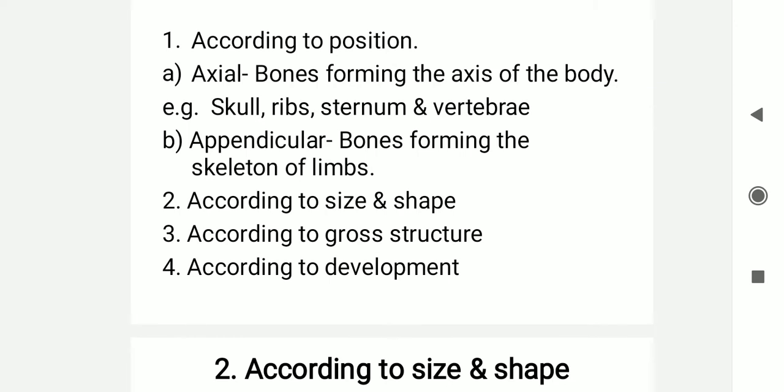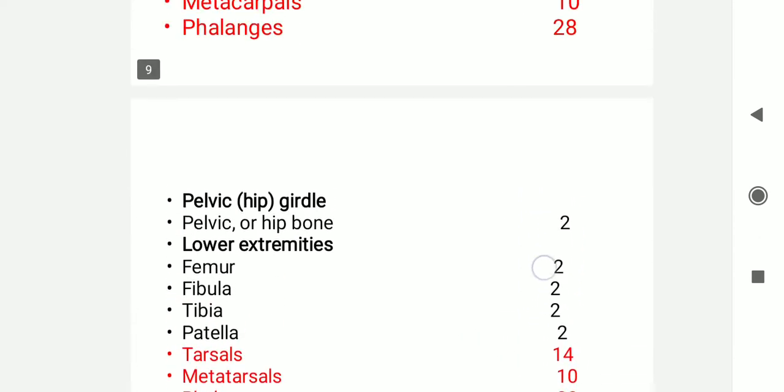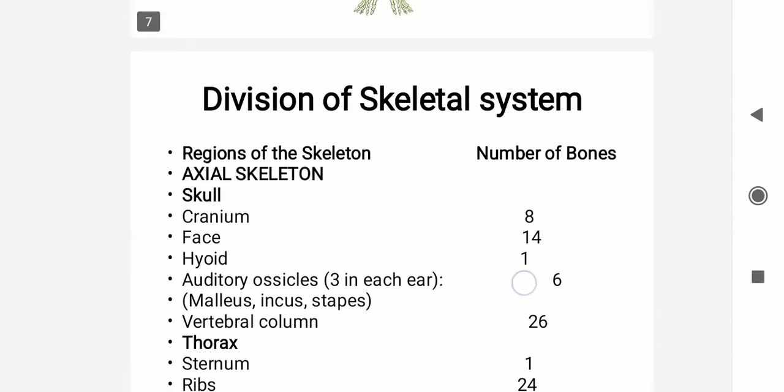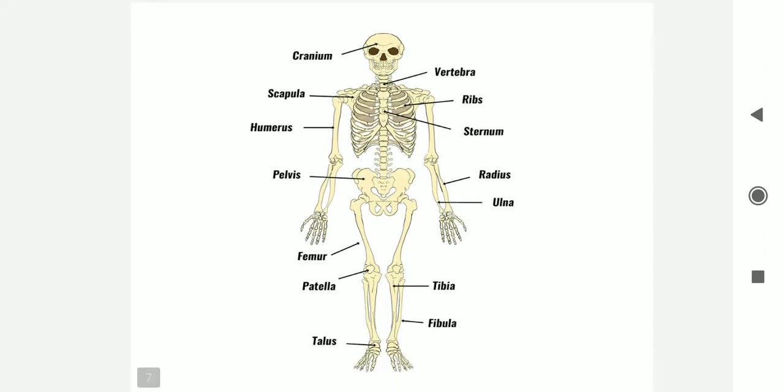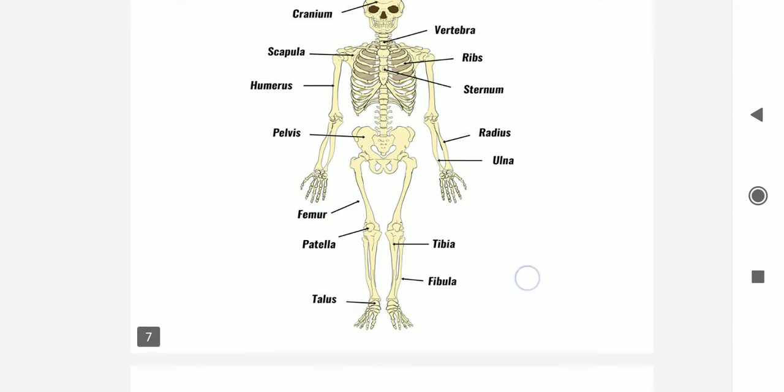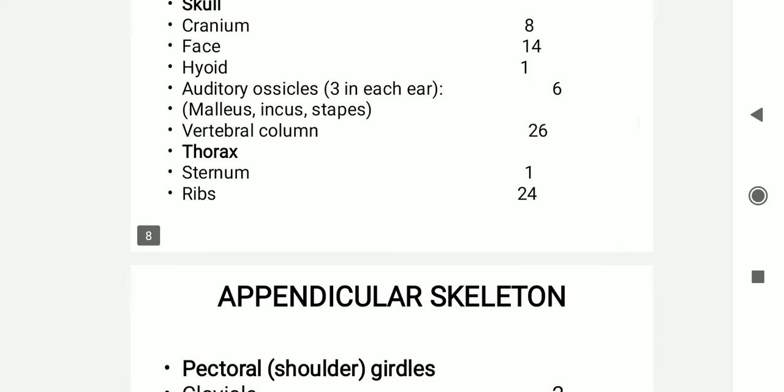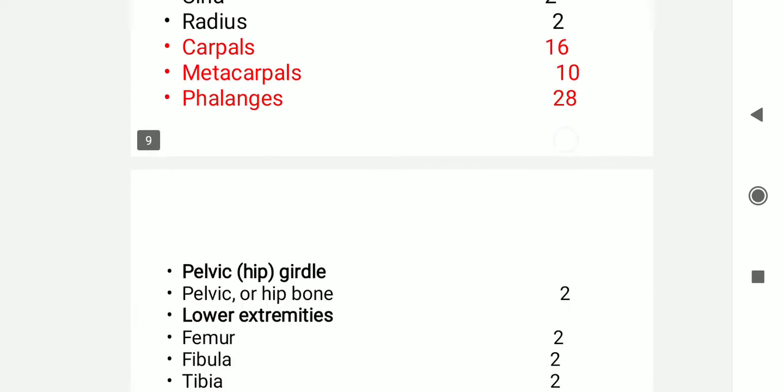So first, according to position, I will discuss on the diagram. According to position, axial: the bones which lie in the central axis of the body are the axial bones, like vertebra, sacrum, etc. Then appendicular: the bones which are attached to the central axis, these are the appendicular bones, the bones of the upper and lower limbs. So according to position, axial and appendicular bones.